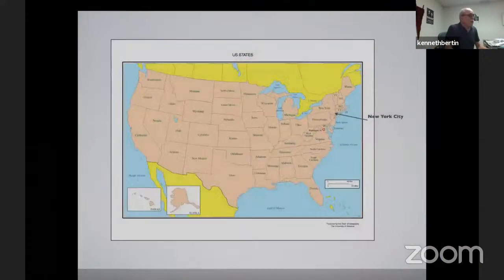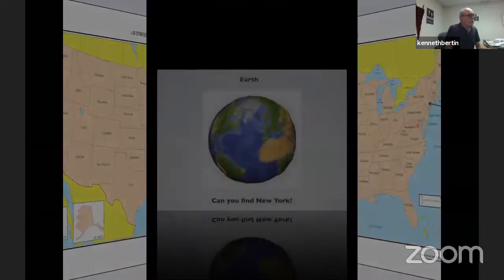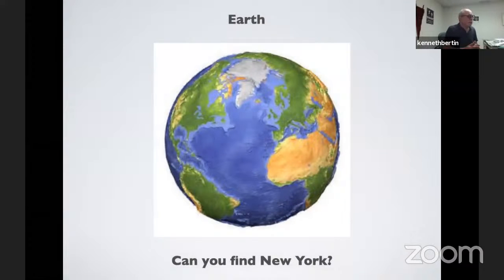How about New York? Let's take a look at New York in size compared to the United States. Can you see any of the buildings in this picture? Obviously not, because New York is much smaller than the United States of America. How about taking the United States and comparing it to the Earth? How about New York? Can you see New York right there easily? No, of course not, because the Earth is much larger.